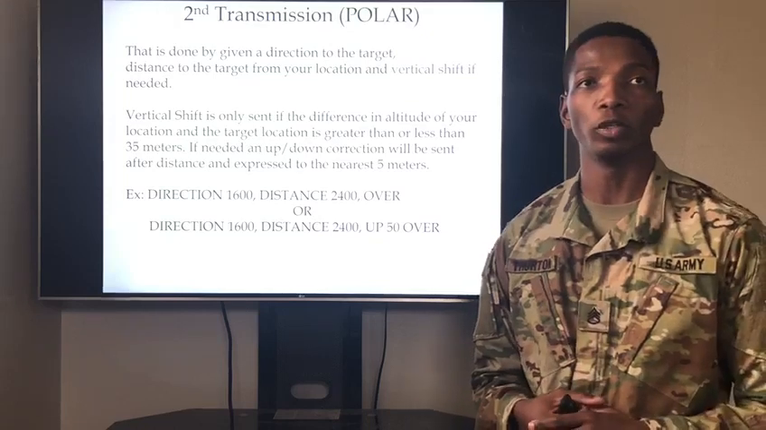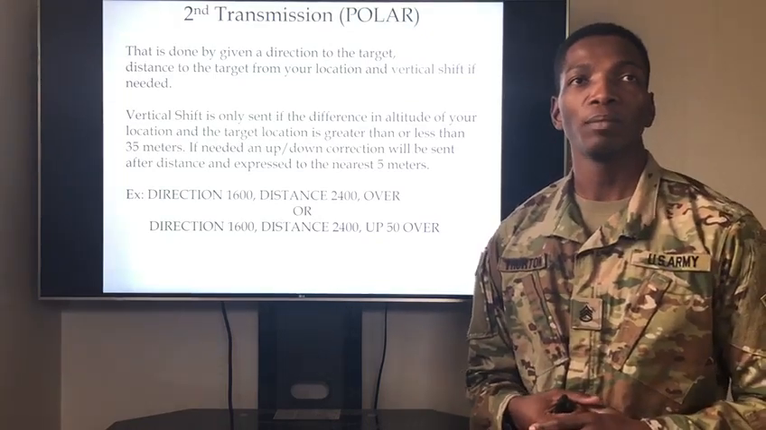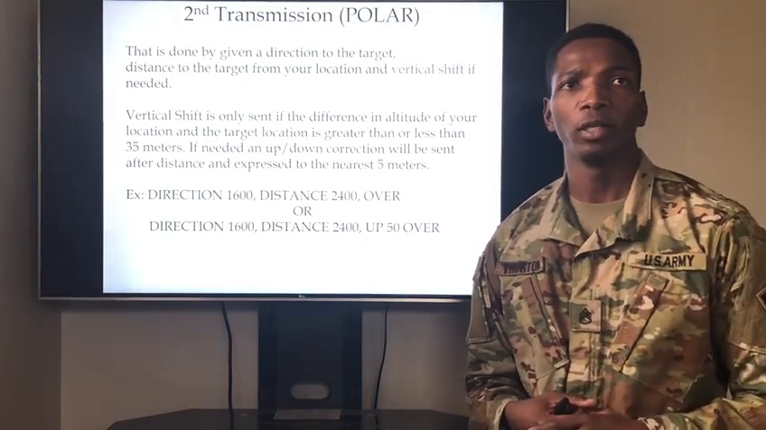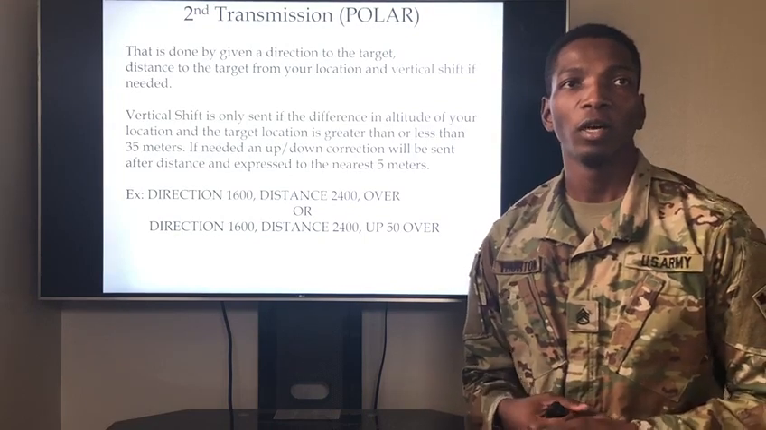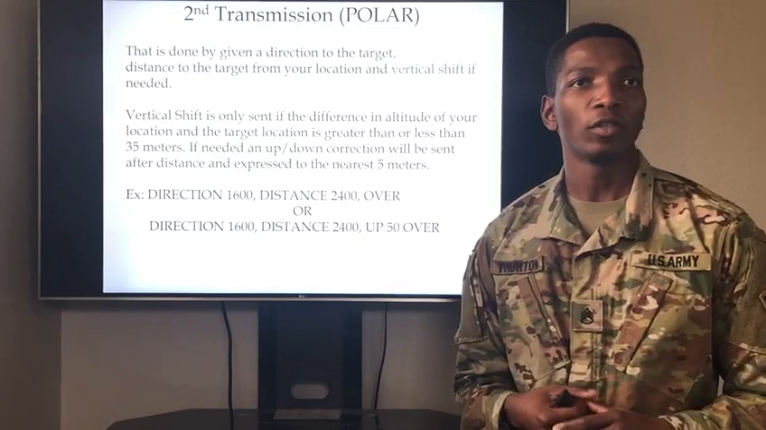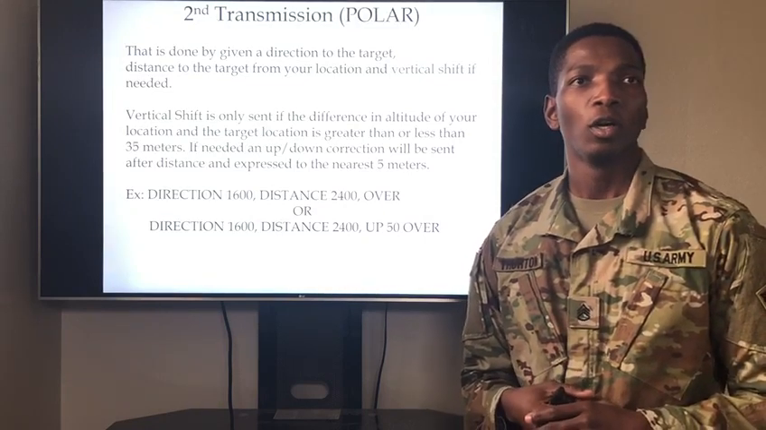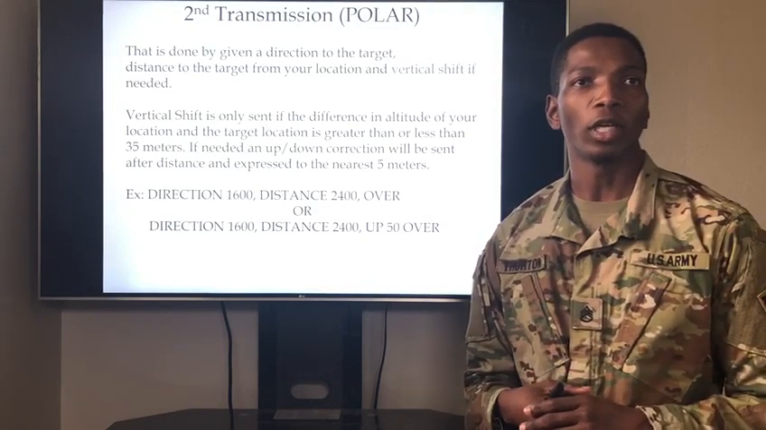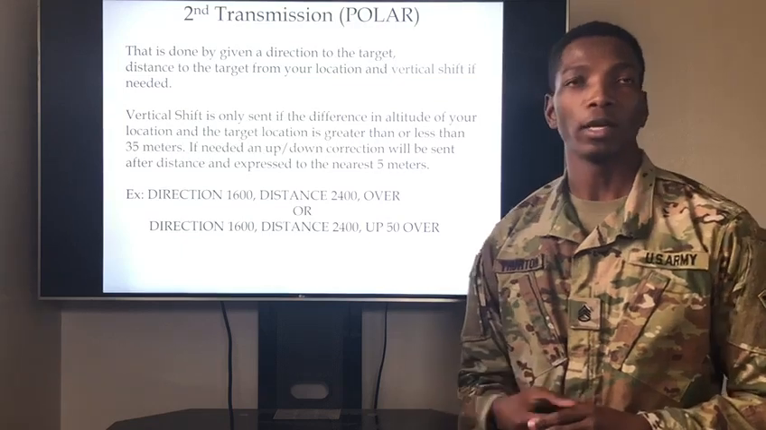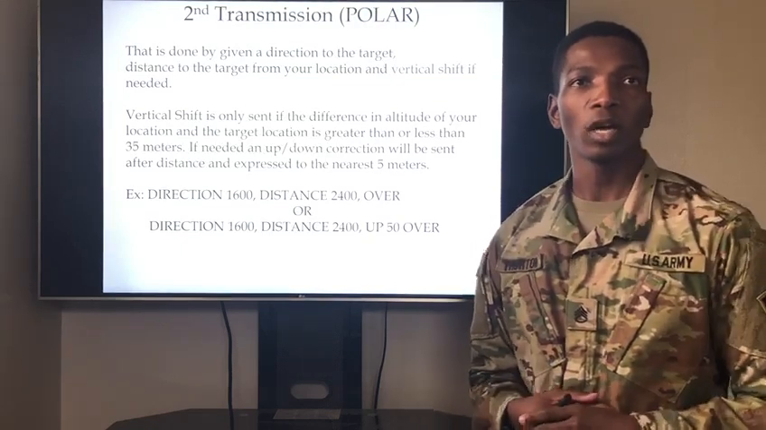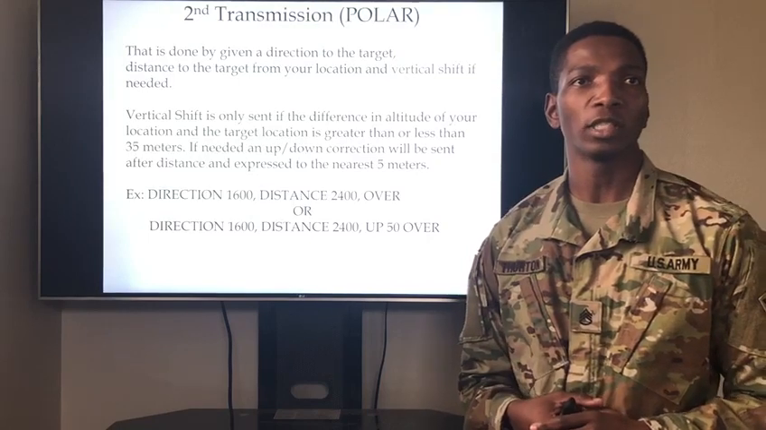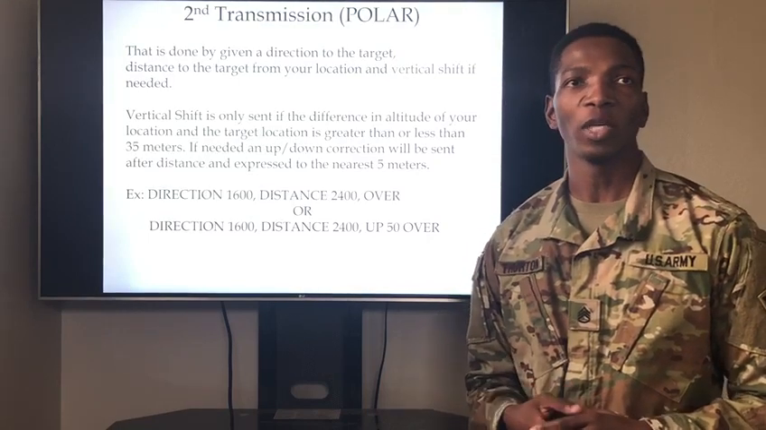Second transmission, for polar. This is done by giving a direction to the target, distance to the target from your location, and vertical shift if needed. Vertical shift is only sent if the difference in altitude of your location and the target location is greater than or less than 3-5 meters. If needed, an up or down correction will be sent after distance and expressed to the nearest 5 meters.